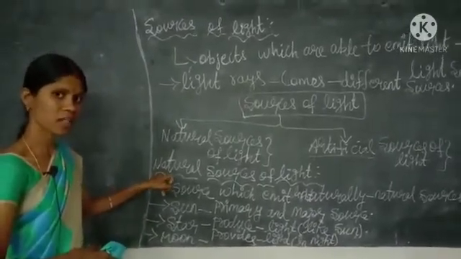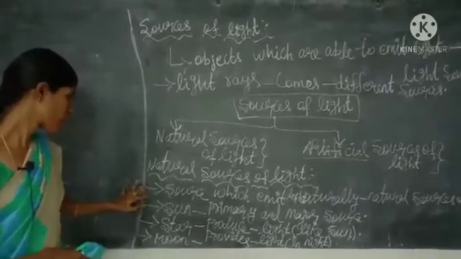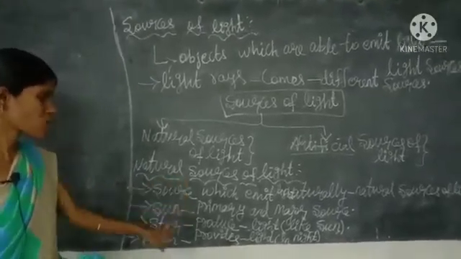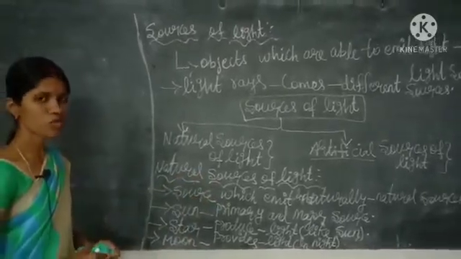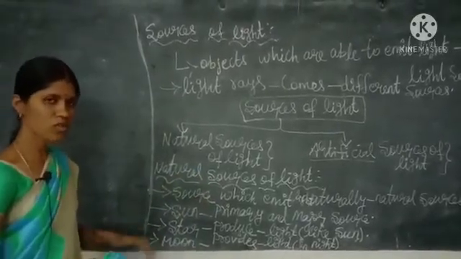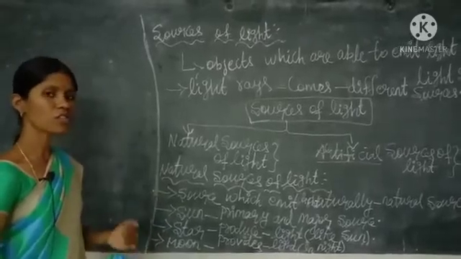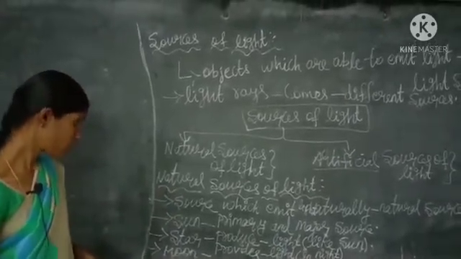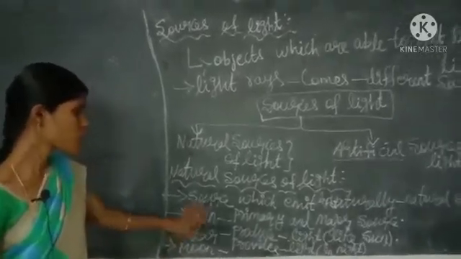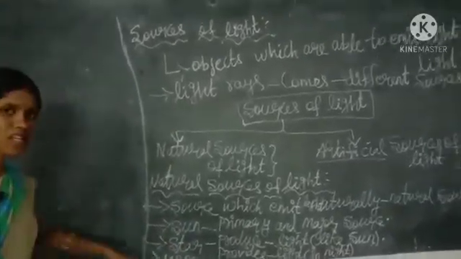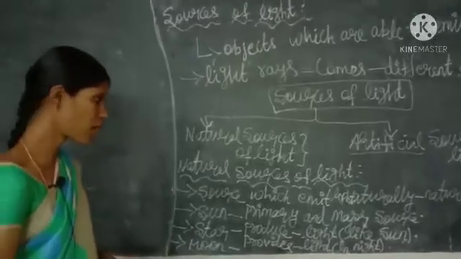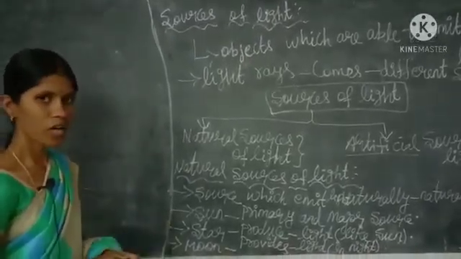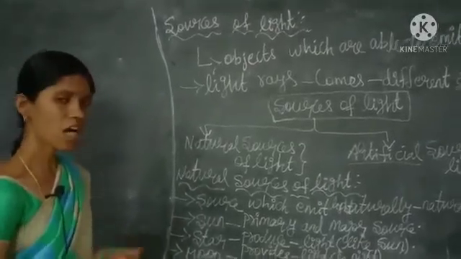For example, the sun. The sun is the primary source and also the major source of natural light. Like the sun, the stars also produce light. The work that is done by the sun is done by the stars also.